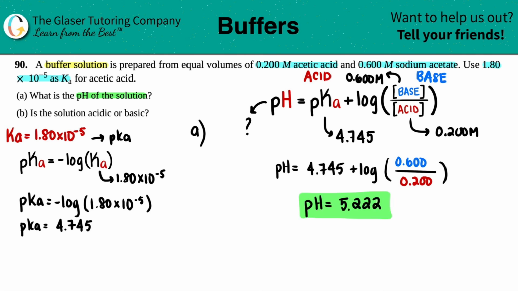Now B comes an easy one. B says, is the solution acidic or basic? All you got to do is look at that pH value. Just know that if you're below 7, you are acidic on the pH scale. And if you're above 7, you are basic. And if you are exactly 7, you're neutral. So since 5.222 is lower than 7, this would be classified as acidic. And maybe I'll highlight that. And that's the answer there. So A and B are done.